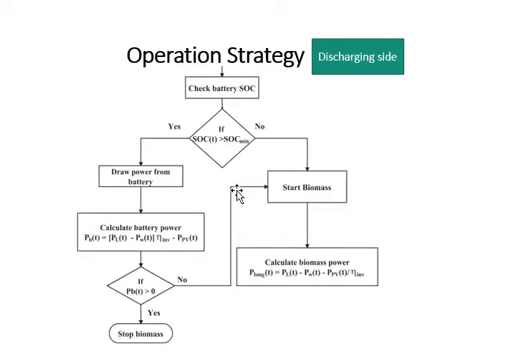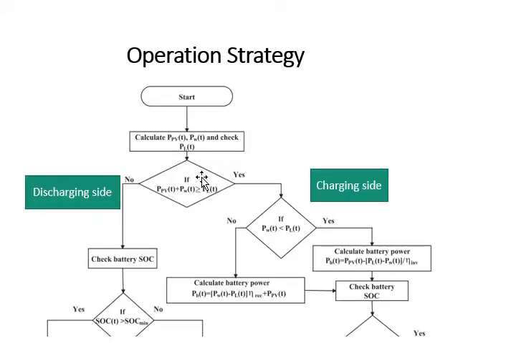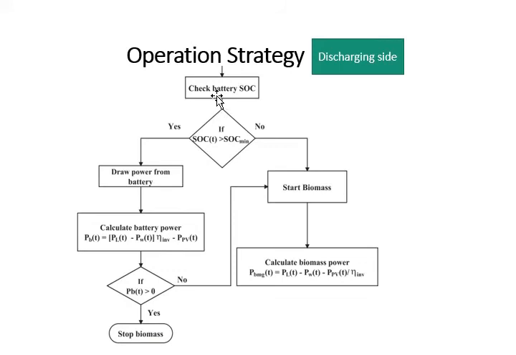The next thing is the operational strategy of the discharge side. In the discharge side, you will first check the battery SOC, because the summation of the total renewable energy power is not sufficient to meet the load demand. So in this case, you are checking the SOC of the battery. How much power is available? If it's greater than the minimum, it means your battery has sufficient capacity to meet the load demand. For now, it's just checking that it's above the minimum threshold state of charge of the battery.